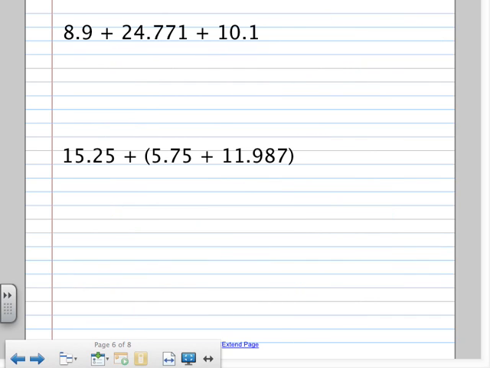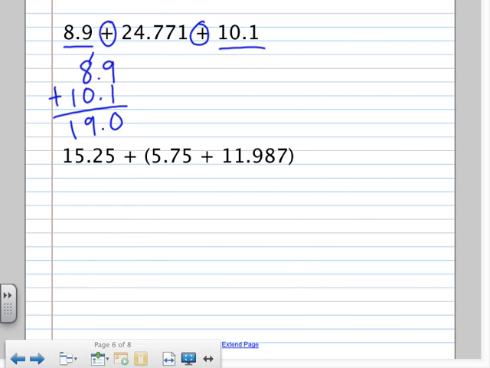All right, so let's look at some more examples. In this example, we might want to help ourselves out by regrouping. Looking at the first one, see if there's any numbers that you might want to group together. When I'm looking, I'm seeing I want to group these two together, okay? Because if I add 8.9 and 10.1 together, and I can because it's all adding, I'm going to get a whole number. So I get 19. So now I'm doing 19 plus 24.771.